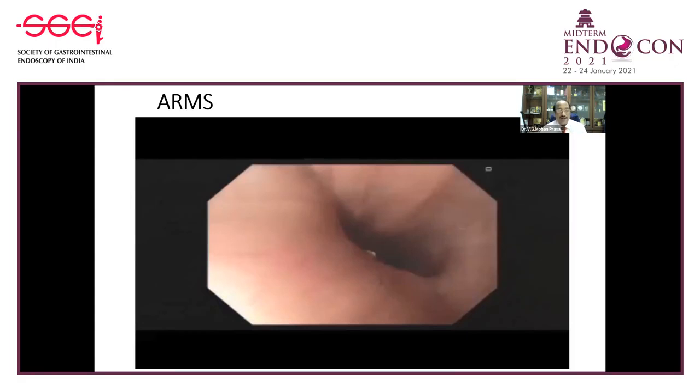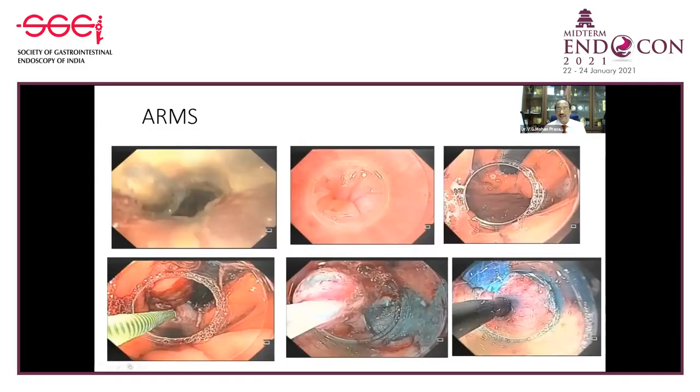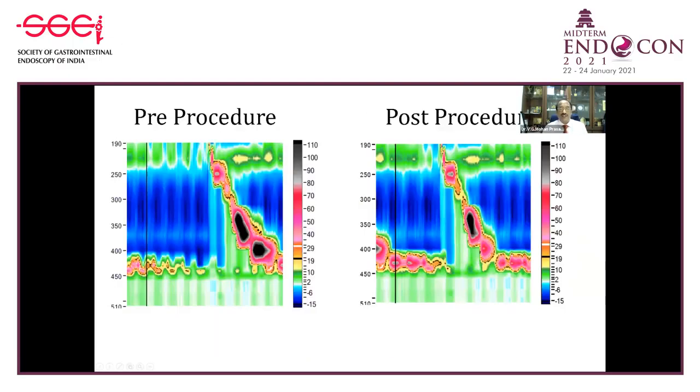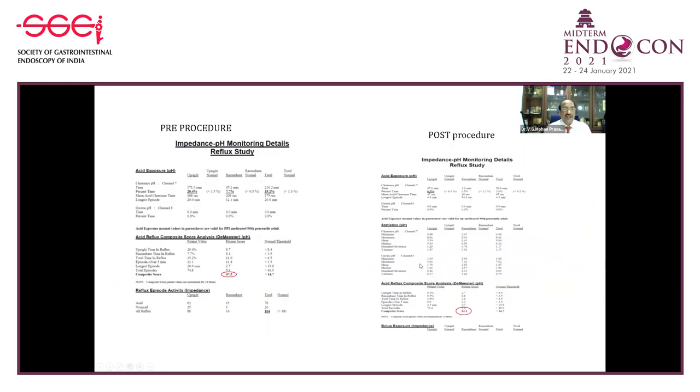The collagen helps in producing a barrier against acid and pepsin, and allows healing. So these are the steps of the anti-reflux mucosectomy. Two weeks later, I called this patient again and sprayed collagen over the unhealed areas. That accentuates the fibrous tissue generation there. And see, this is pre-procedure and this is post-procedure; see the augmentation of the LES pressures.